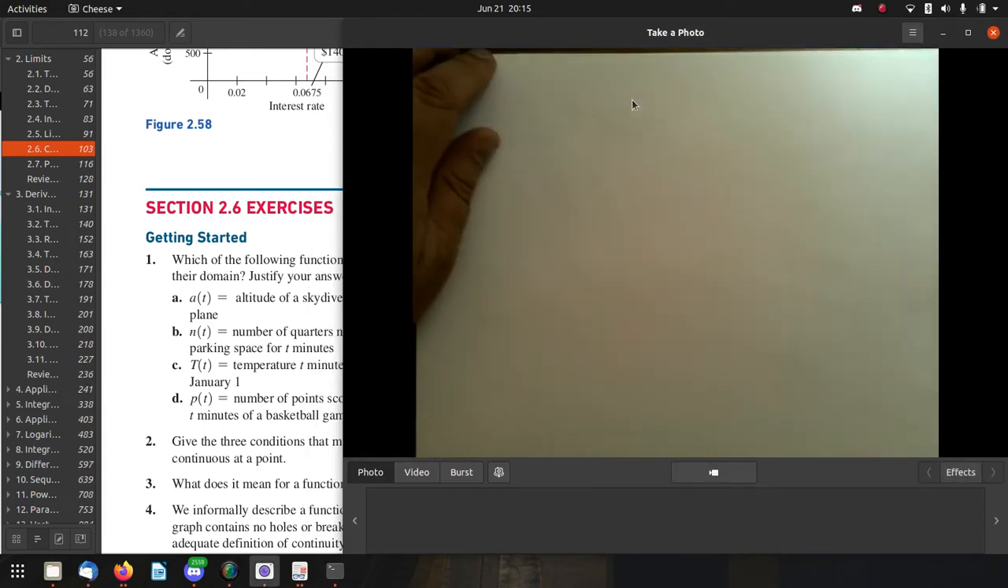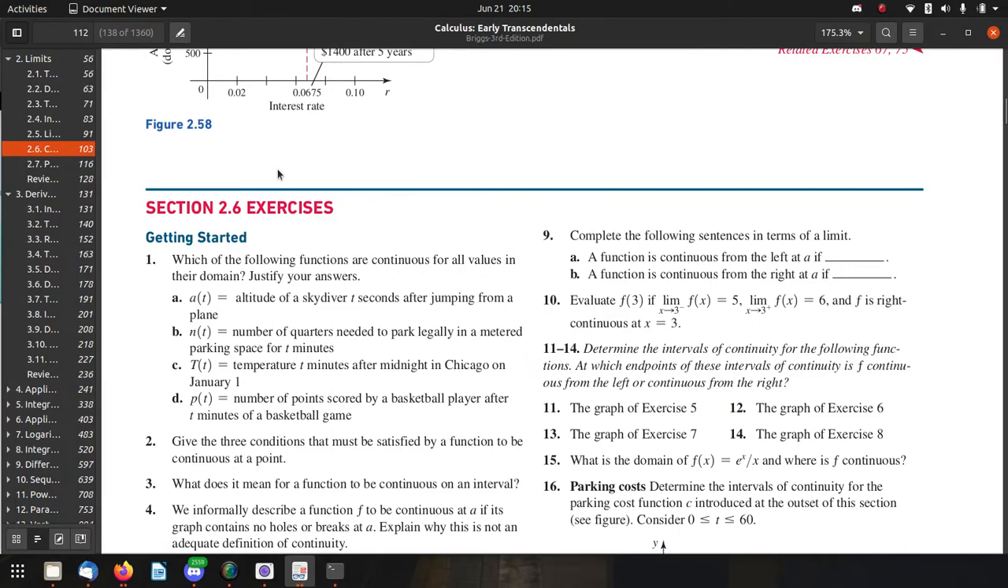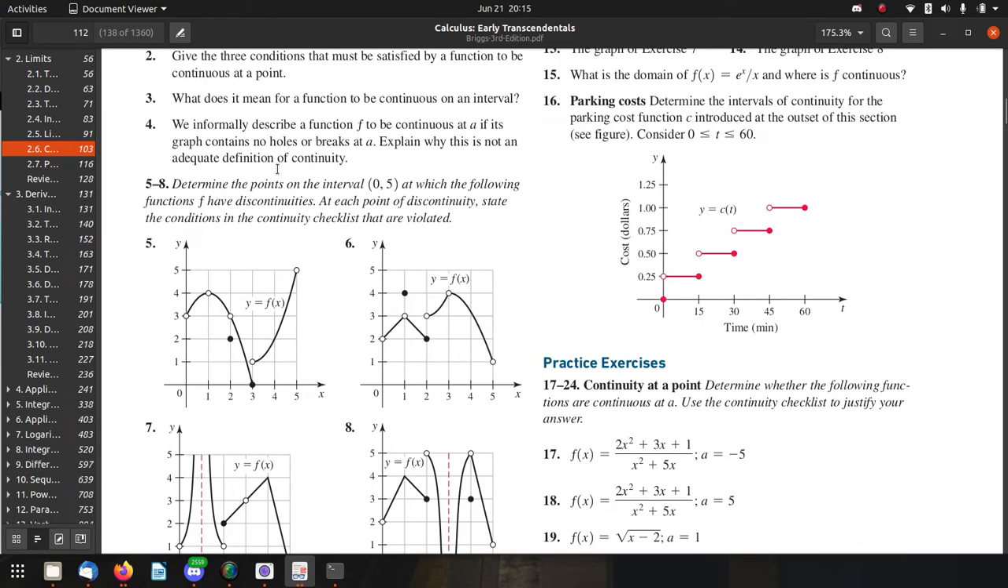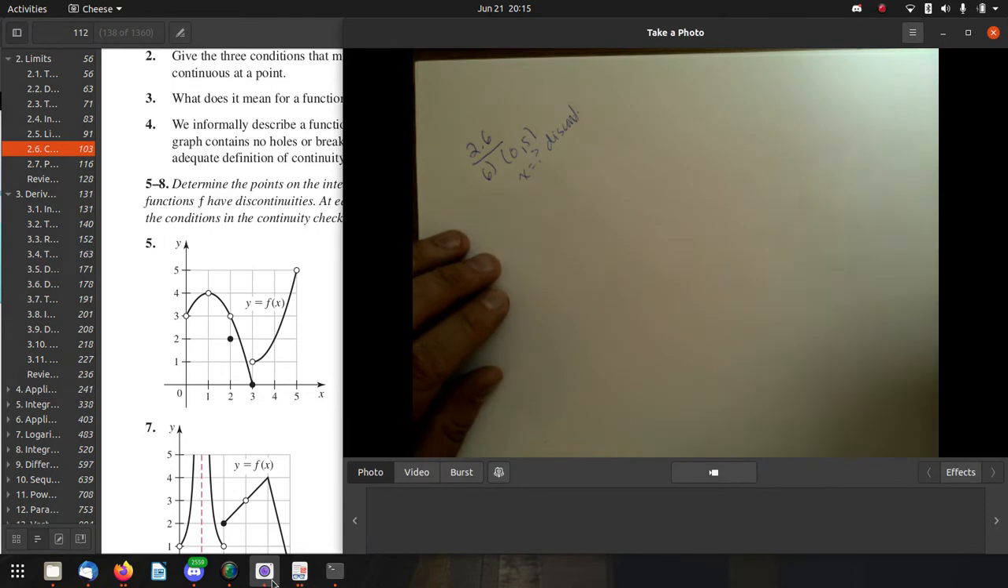Alright, so this will be our flipped week, and let's go ahead and get started. Our first problem is section 2.6, number 6, which we see right here. They're saying to determine the points on the interval 0 to 5, non-inclusive, at which the following functions f have discontinuities. So where on x do they have discontinuities? And at each point of discontinuity, state the conditions in the continuity checklist that are violated. So let's go ahead and do that.